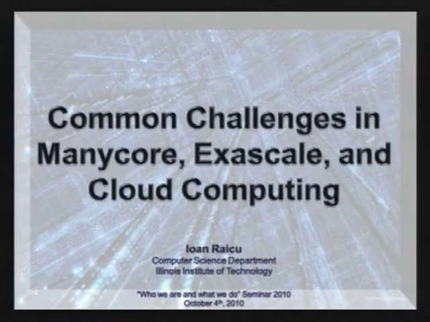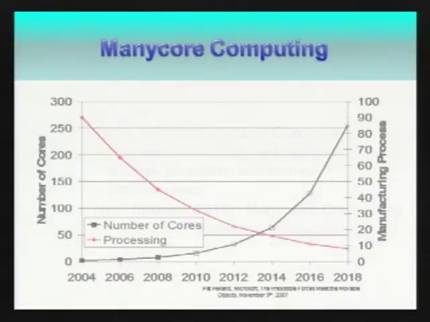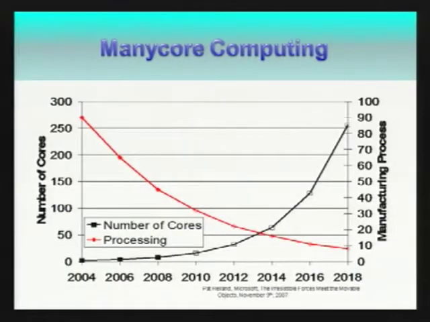All right, so what I want to talk to you about today. There's three main things up here. I've got many-core computing, exascale computing, and cloud computing, and I'm going to talk to you about what they have in common with each other, and perhaps what I think are some of the interesting things that we can do from a research perspective to make progress in these areas. Okay, so let me first tell you a little bit about each of these three areas.